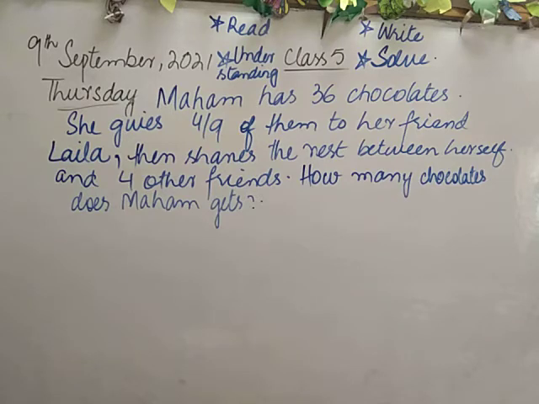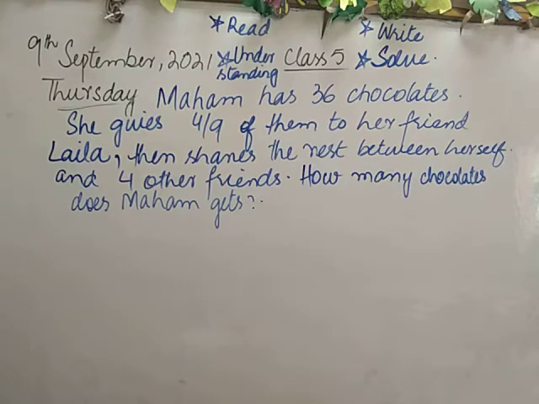ठीक है? Now the first instruction of the word problem is read. Now I am going to read the question. You have to listen very carefully. Maham has 36 chocolates. She gives 4 by 9 of them to her best friend Leila. Then shares the rest between herself and 4 other friends. How many chocolates does Maham gets? Now class, according to first instruction which I have done, now the second is understanding.